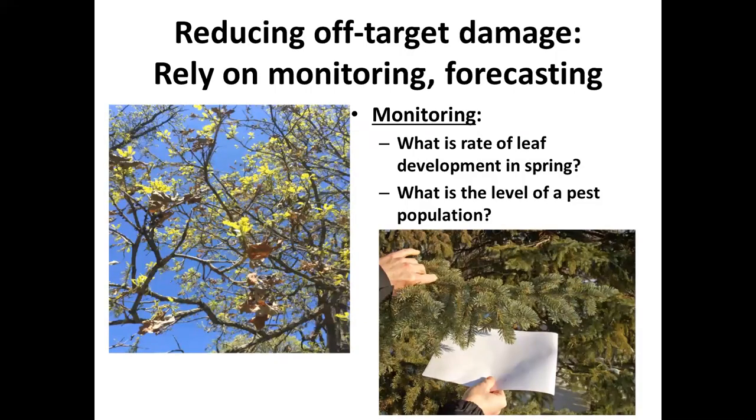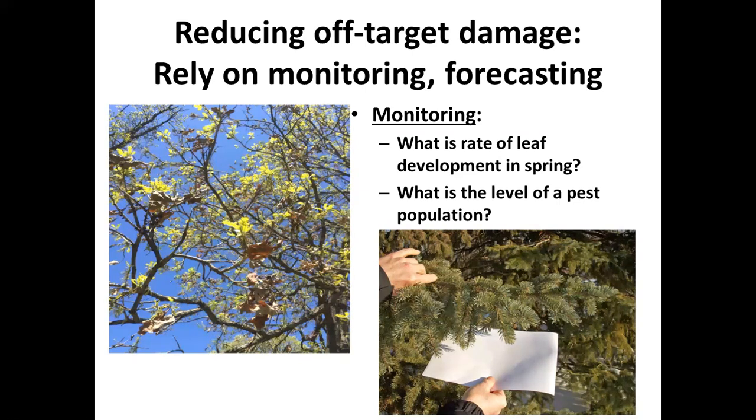Because reducing the off-target damage, that's all of what integrated pest management is about. So we're looking at the rate of leaf development in the spring, like the oak leafing out here. That will determine when, if the tree has anthracnose or bur oak blight, we're going to start the treatments on that. Or this paper shake test here is the well-known monitoring for spider mites.